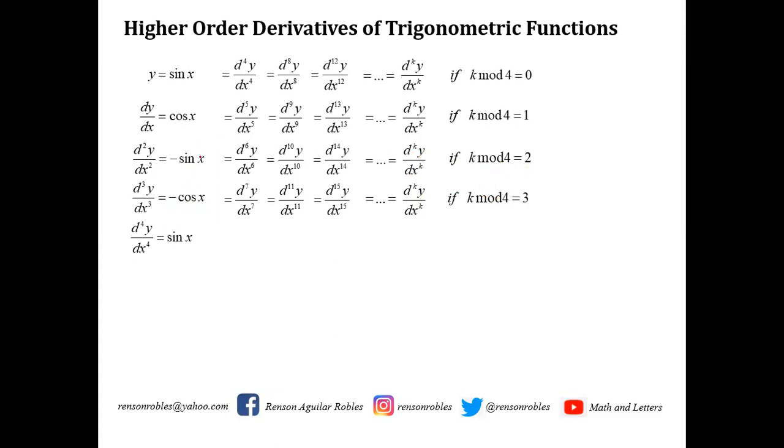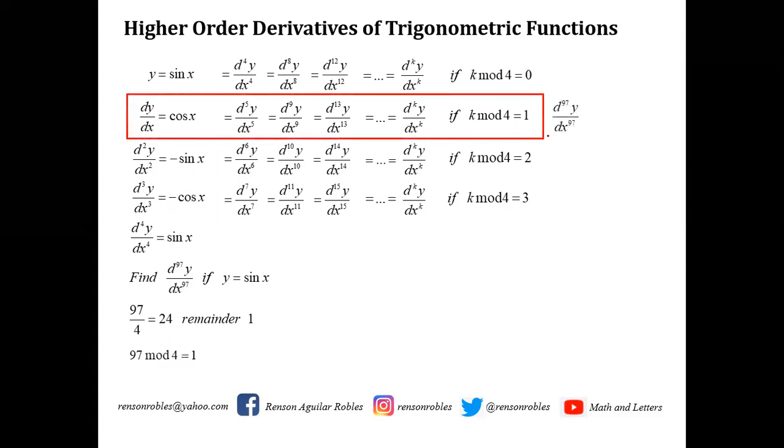For instance, if we want to get the 97th derivative of y in terms of x, if y equals sine x, we simply divide 97 by 4, and the result is 24 remainder 1. Which means 97 modulo 4 equals 1, so this is your 97th derivative of y in terms of x. Finally, the 97th derivative of y in terms of x is just equal to cosine of x.